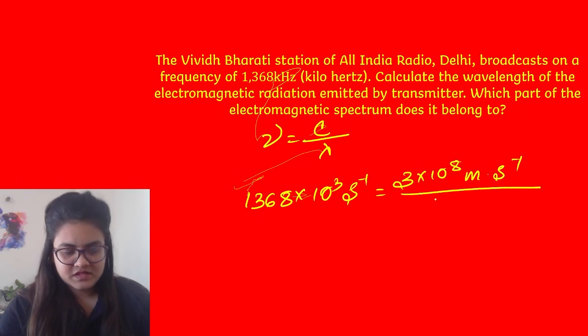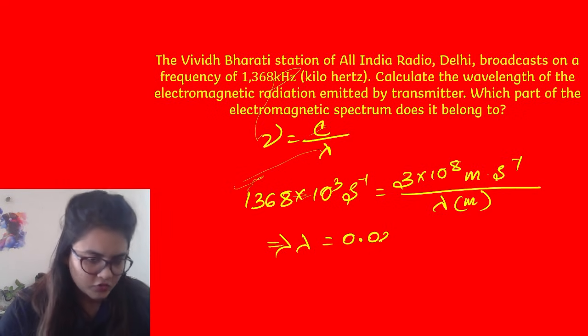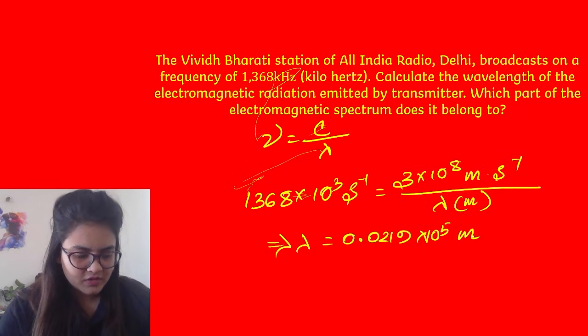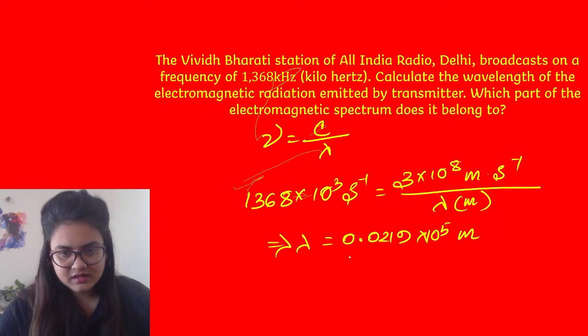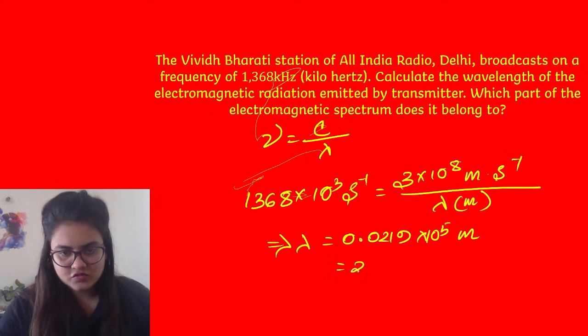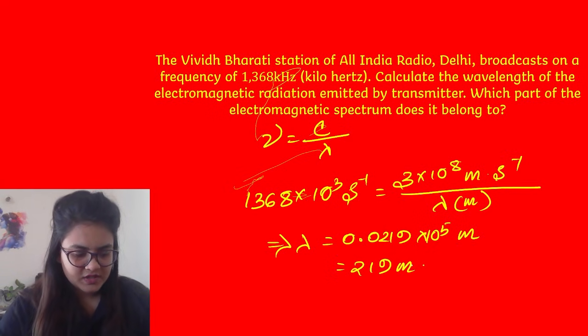Lambda we have to calculate, and we will calculate it in meter. So if you calculate lambda from this equation, it will come up as something like 0.0219 into 10 power 5 meter. From here you can just convert it. I can tell that 219 meter will come up. So this is the answer.